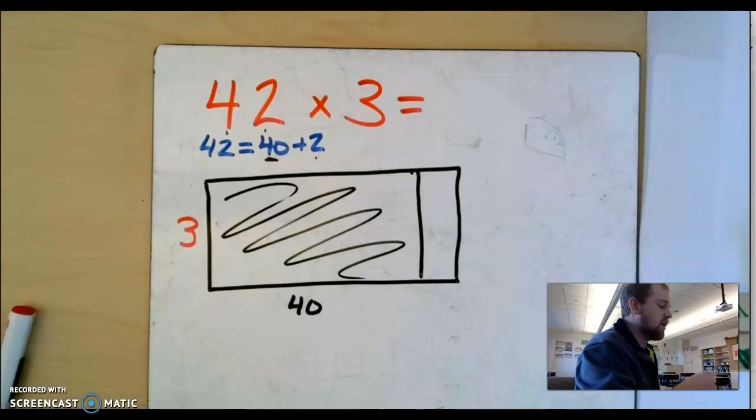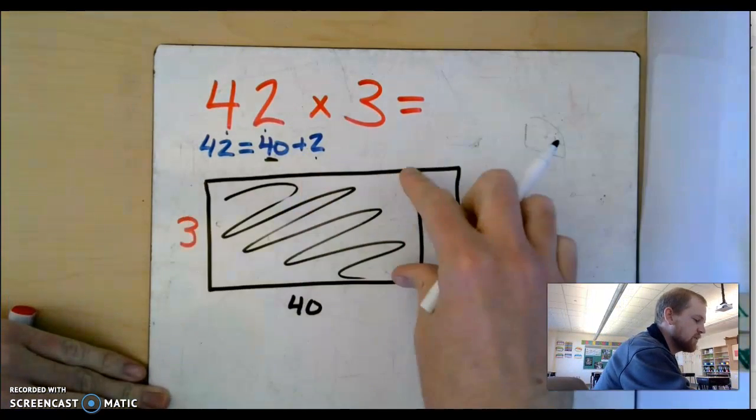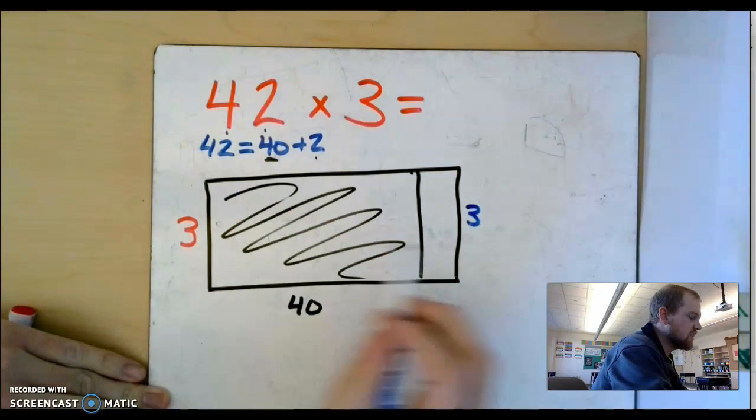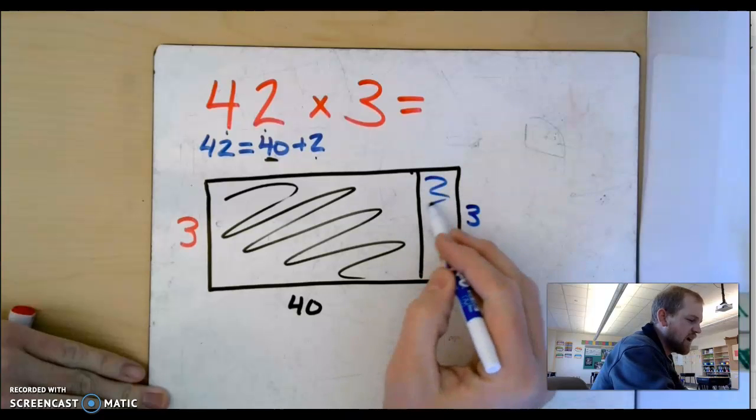On the other hand, my other one is going to be a lot smaller. So this will stay a 3. You can see this height is the same as this height all the way across, so it stays a 3. But now this one is only 2 wide, so that is a lot smaller.